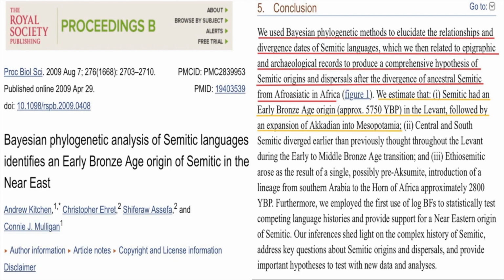Furthermore, the origins of Semites is in the Levant. The Bayesian phylogenetic analysis of Semitic languages identifies an early Bronze Age origin of Semitic in the Near East. Reading in yellow, it says, we estimate that Semitic had an early Bronze Age origin in the Levant, followed by an expansion of Akkadian into Mesopotamia. So Semitic originated in the Levant region, the same place as the Natufian homeland.